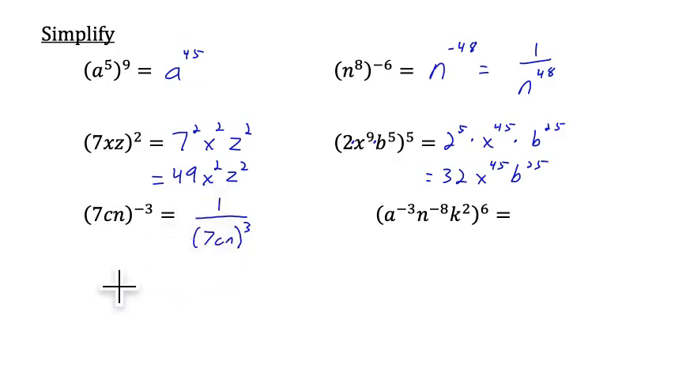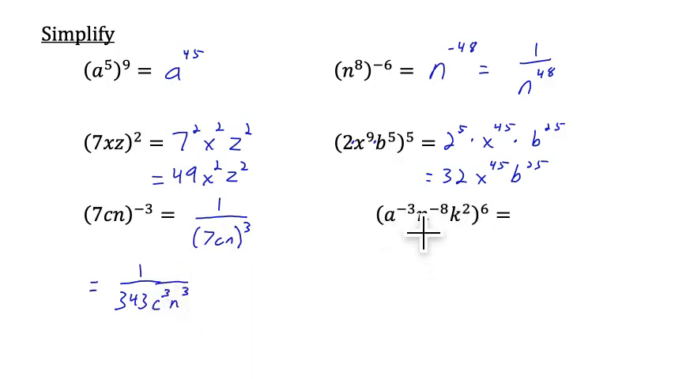Now let's go ahead and simplify the denominator. All right, 7 is a regular 7. Now 7 to the 3rd power, that's 343. Then I have c to the 3rd power and n to the 3rd power.